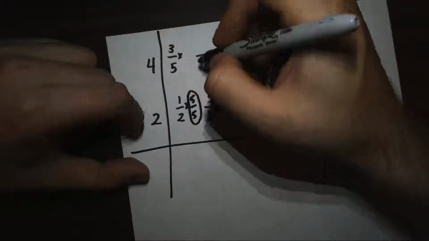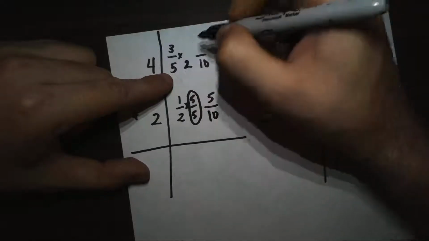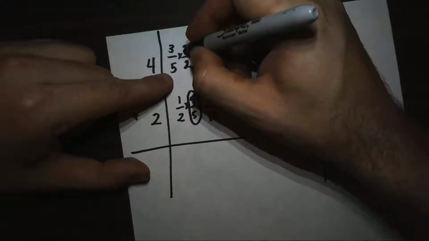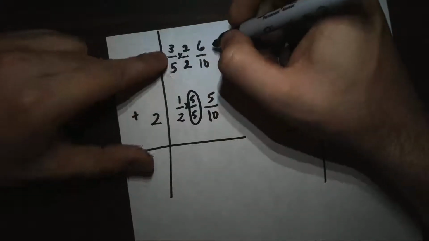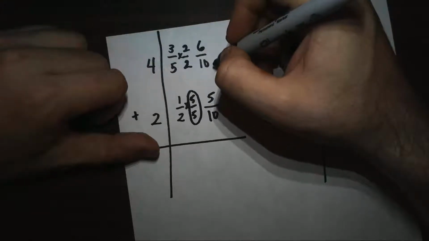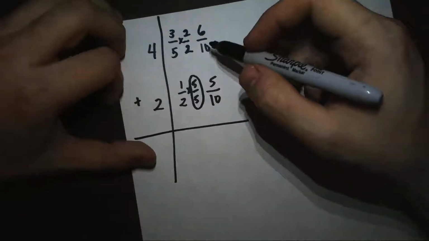Same thing over here. 5 times what is 10? 5 times 2 is 10. Multiply the same thing on the top so that I'm multiplying by 1 whole. 3 times 2 is 6. So 3/5 and 6 tenths are the same thing. They simply have a new denominator. So now we're ready to go ahead and add.